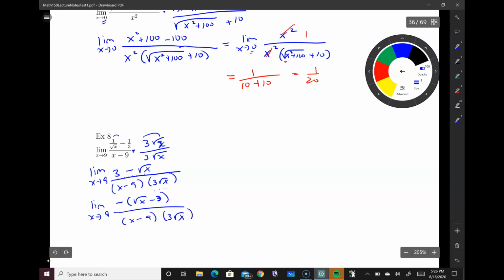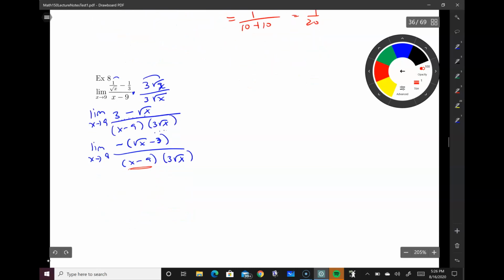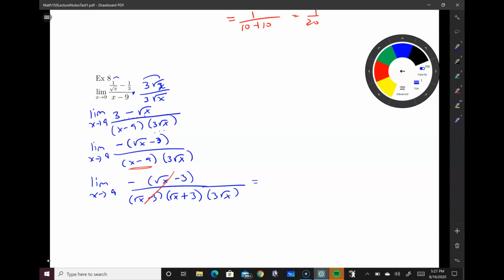So after factoring the negative out, do you see that this can be broken up in that clever difference of squares? So if I do that, that negative stays up on the top. This clever difference of squares is root x minus 3, root x plus 3, and then times 3 root x. All right, so these cancel. So now I'm ready to plug in x equal 9. So I get a negative 1 in the numerator.